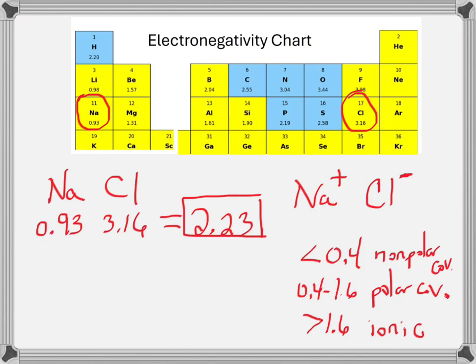Now, just for reference, you can find an electronegativity chart online just by typing into Google electronegativity chart and show images, and you'll see whole bunches of electronegativity charts. You can use them, and they all pretty much work the exact same way. And you can use that electronegativity chart to determine what kind of bonding is happening between 2 different atoms.